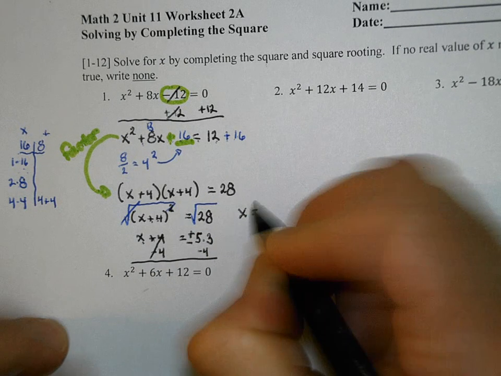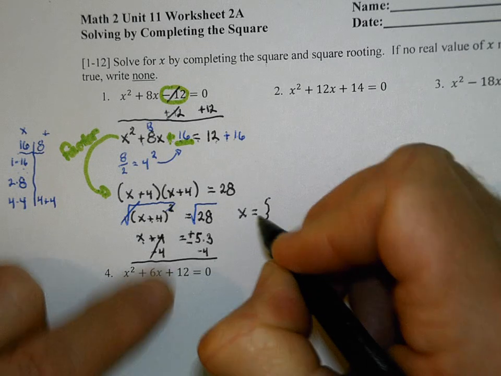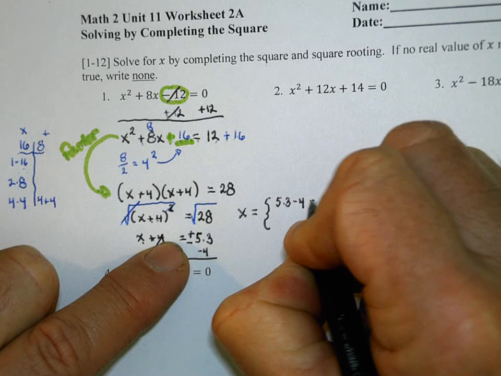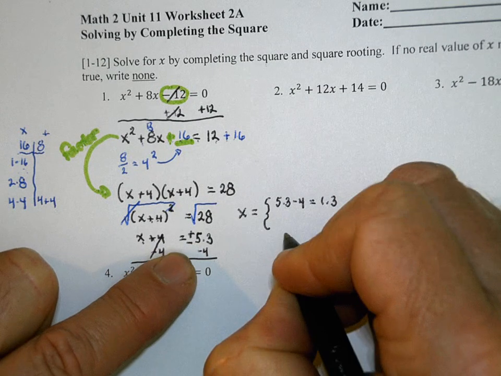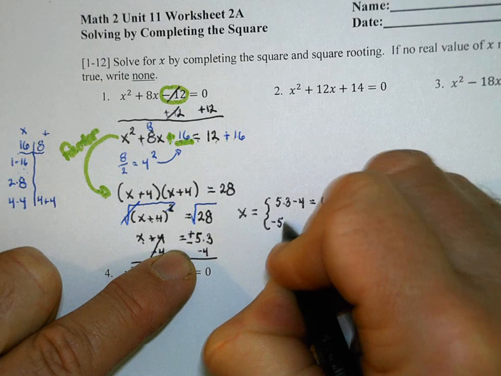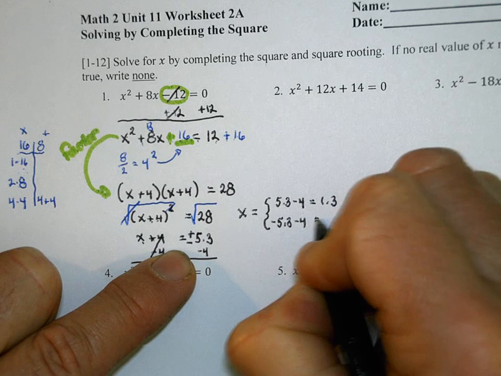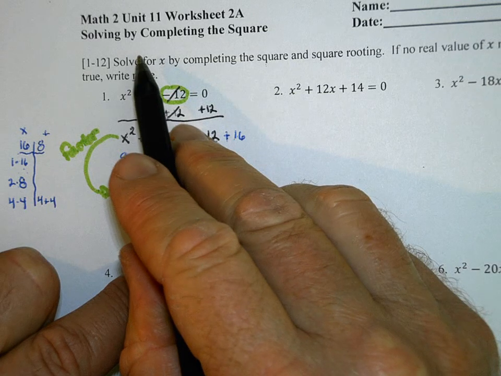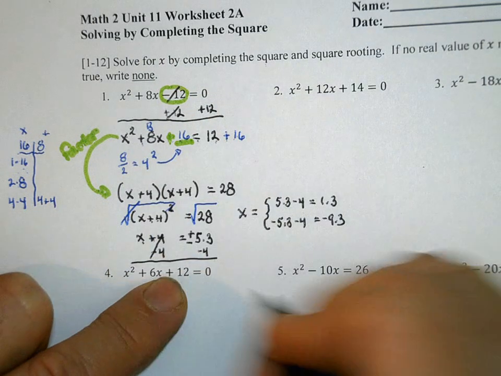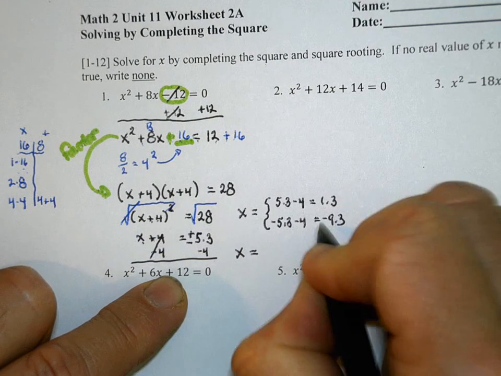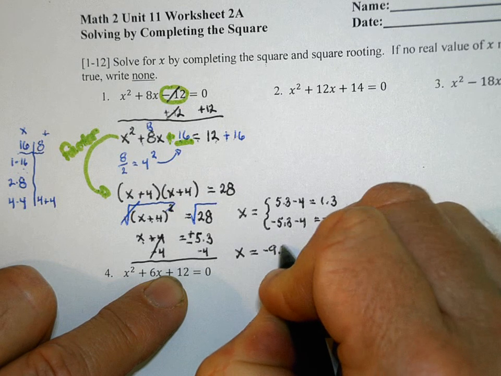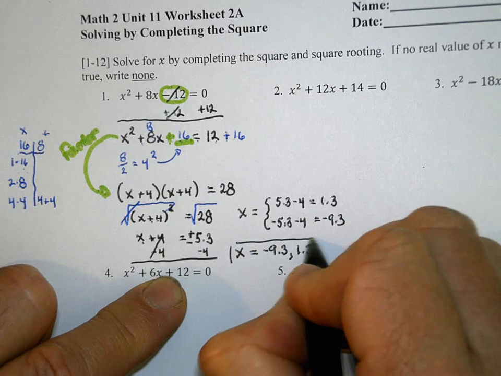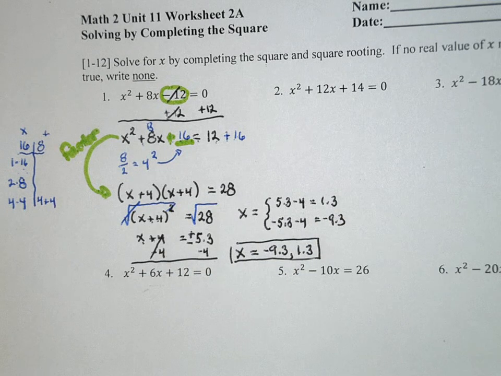So x is going to be, and once again, I'm going to have two answers for x. It's going to be positive 5.3 minus 4, which is 1.3. And then it's also going to be negative 5.3 minus 4, so that's negative 9.3. So when the instructions say solve for x by completing the square, we would say x is equal to negative 9.3, put a comma, 1.3. x has two solutions and you have to put both. So that would be number 1.